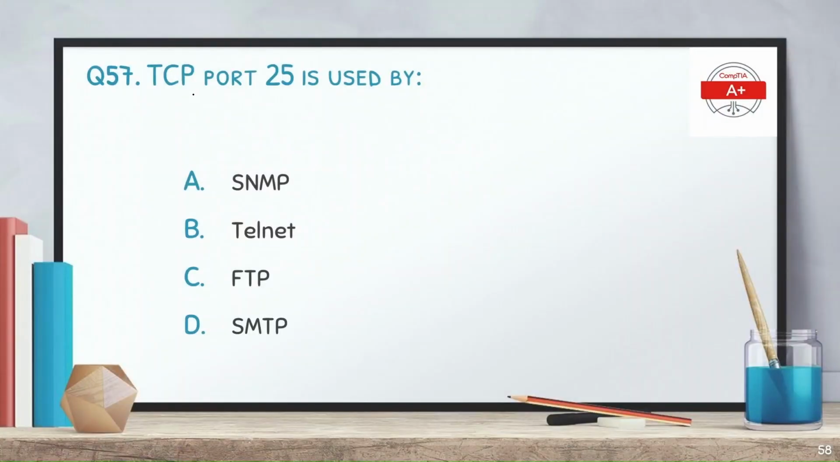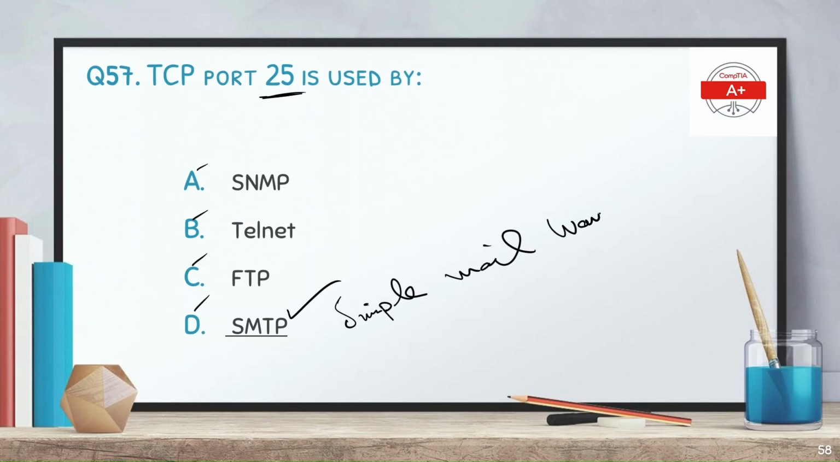Question number 57 is that TCP port 25 is used by, and the options are A. SNMP, B. Telnet, C. FTP, and D. SMTP. And the correct option is SMTP, which stands for Simple Mail Transfer Protocol. So SMTP uses port number 25.